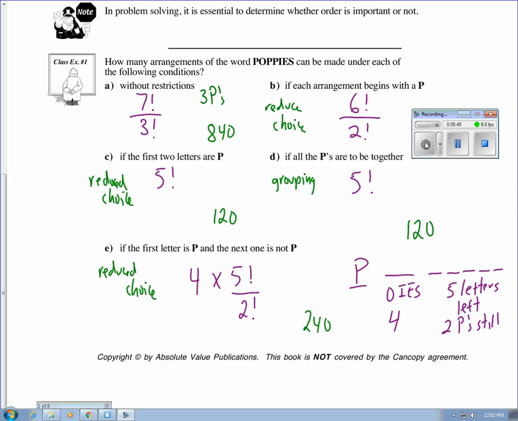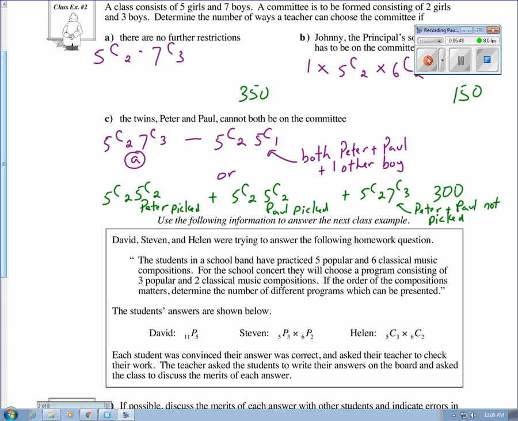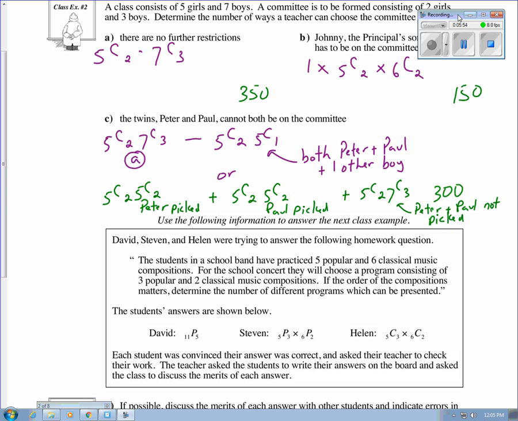Let's look at the setup for the other side. So looking at the selection for this committee, if there are no further restrictions, out of the 5 girls, I choose 2 of them. Out of the 7 boys, I choose 3 of them. If Johnny has to be on the committee, that's one of my boys gone. From the 7, we need to assume that. It could be clearer. I still have 5 girls and I have to choose 2 of them. I'm down to a selection of 6 boys and I still must choose 2 of them.